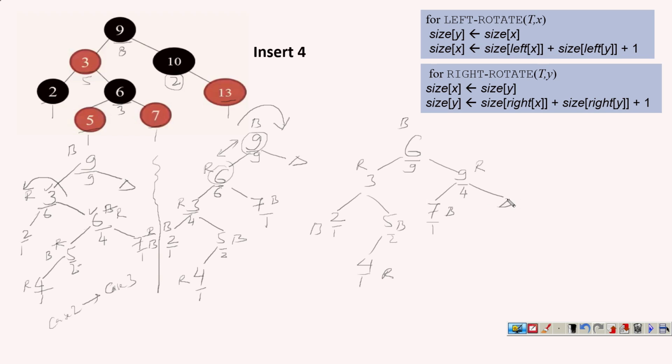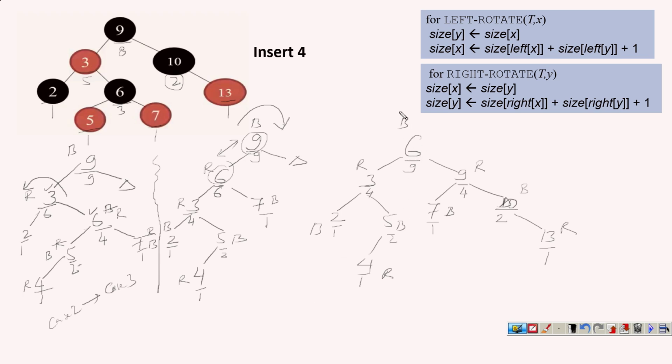Now let me draw this tree as well. So this tree represents, this is 10, and this is 13, which is 1, this is 2, this is black, and this is red. So this is the final tree that we get, and let me write, this is 4. Now you can check. This is our complete tree, and you can see now this is a red black tree.